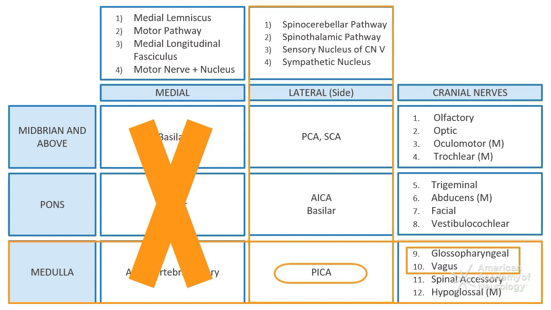Next, the ptosis and miosis point to sympathetic pathway dysfunction, along with the loss of sensation to the face and body, suggests damage to the sensory nucleus of cranial nerve 5 and the spinothalamic tract. These are the S structures that point to the side or lateral medulla.